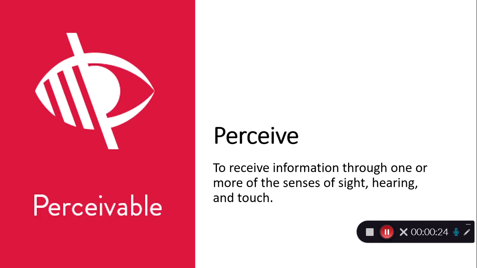Our first high-level principle is perceive. This means to receive information through one or more of the senses of sight, hearing, and touch. Touch could be in the case of something like a braille display for someone who may be deaf or blind. Sight and hearing are fairly obvious.